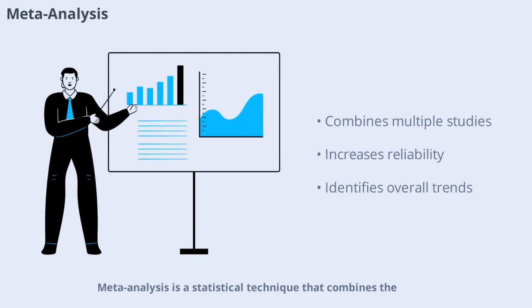Meta-analysis is a statistical technique that combines the results of multiple studies to draw broader conclusions. In educational psychology, meta-analyses help synthesize findings from different research projects, increasing the reliability and generalizability of results. By pooling data, researchers can identify overall trends, resolve conflicting findings, and highlight areas needing further investigation. Meta-analysis is a powerful tool for building a solid evidence base in education.